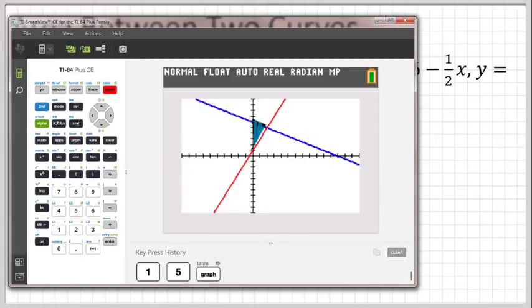So, which one is our upper curve? Which one's our upper curve? The blue one, 6 minus x. No, it was 1/2 x. And then, what's my lower curve? It was 1 plus 2x, right? So I'm subtracting the lower curve from the upper curve.